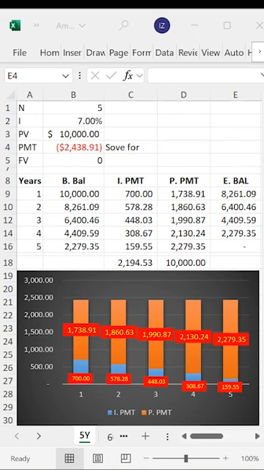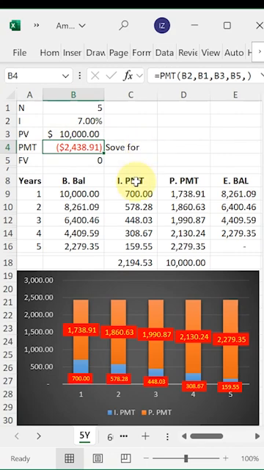Now, many people don't know that the BA2+ can help you create an amortization table. So for this problem, we're going to start with these initial elements. We have 5 years at 7% for a loan of $10,000, and we're going to pay that loan off down to zero. That would mean that our payment is $2,438.91.